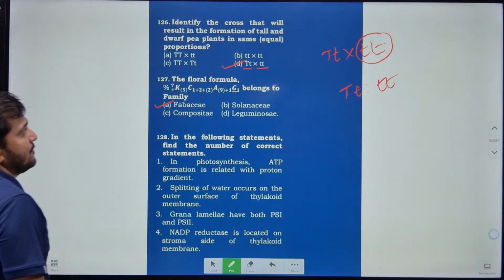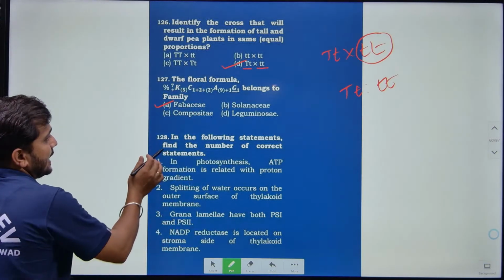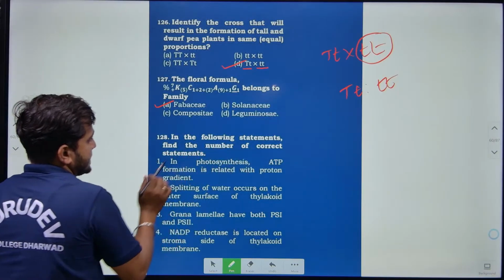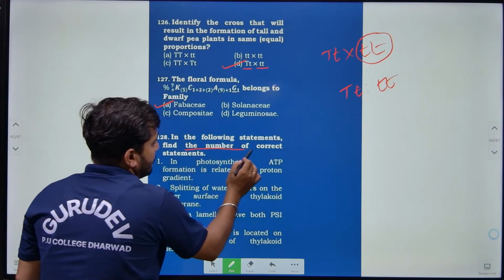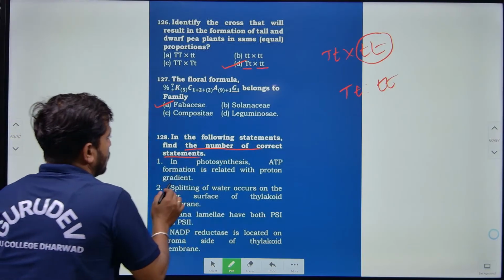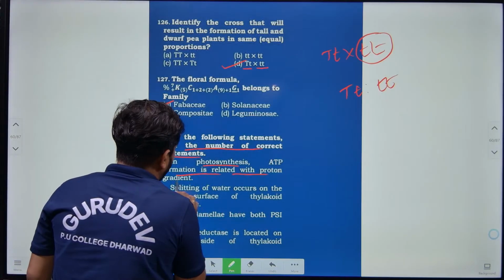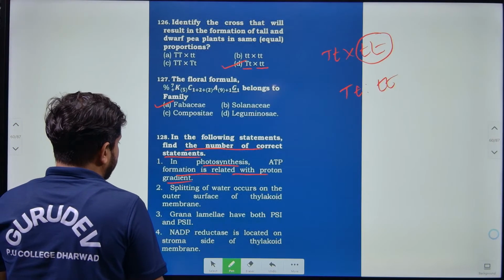The Fabaceae family, right? According to the formula only we have to find out. Then in the following statements, find the number of correct statements here. In photosynthesis, ATP formation is related with what? Proton gradient concentration, right?